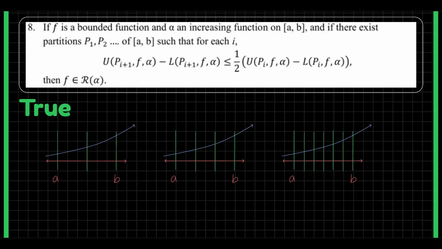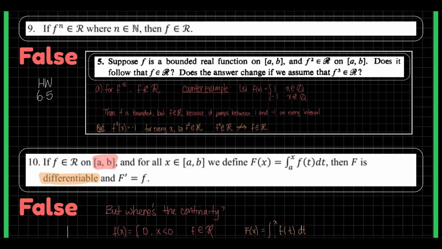Number 8 is true. I drew some pictures here because it's saying that for each partition that we put in, it's going to reduce the distance between these partitions, the upper and lower sums, the distance there, it's going to reduce that by at most 1/2. So if that is true, then f, this function, is going to be Riemann-Stieltjes integrable. So 8 is true.